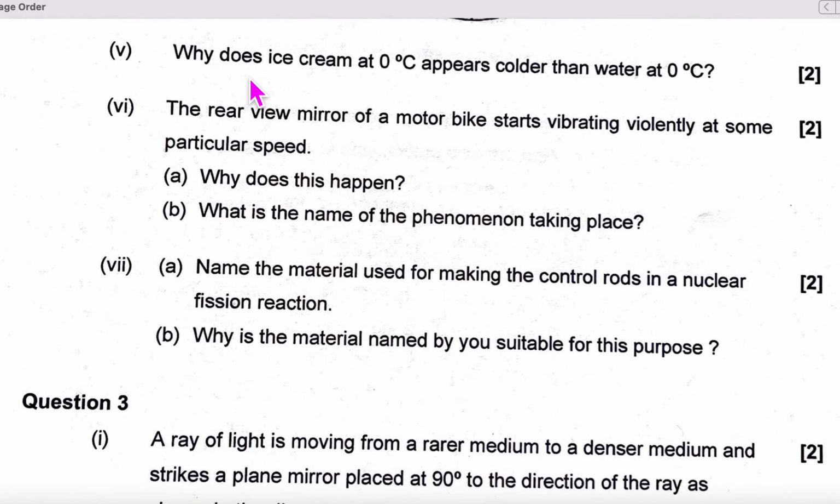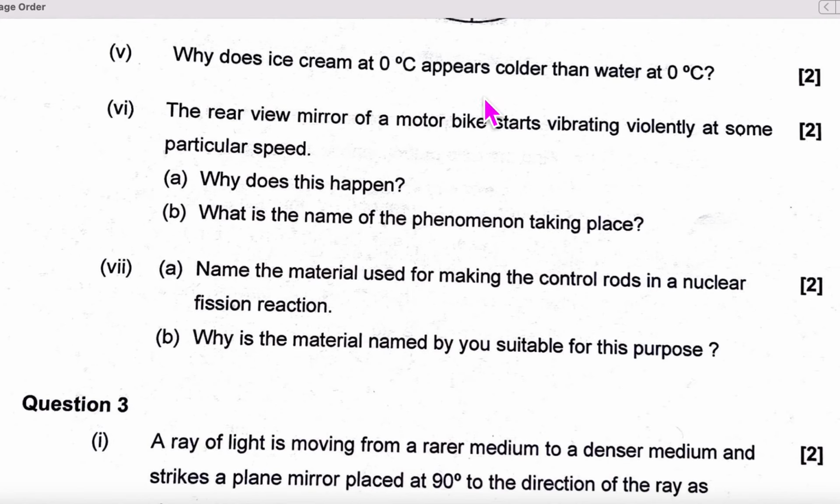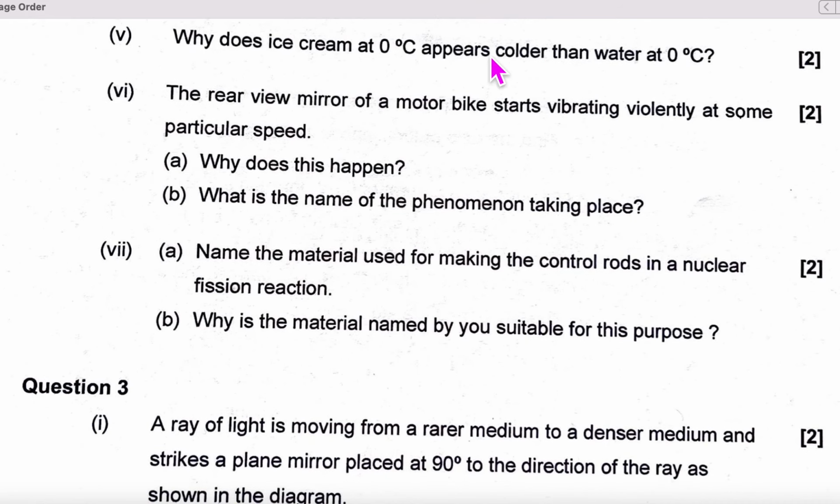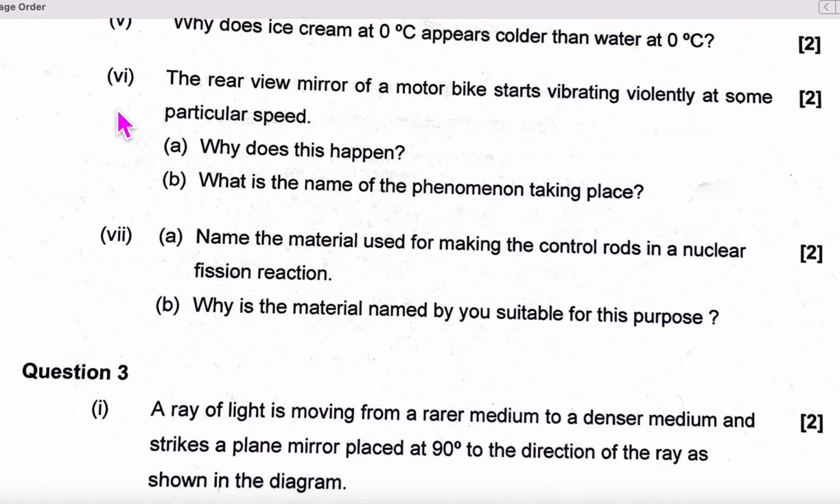Let us come to this. Why does ice cream at 0 appear to be colder than water at 0 degrees C? Here you have to remember to write the mass, the temperature during change of state, everything should be done properly. This is the question for which I have given you the answer already. Let us move to the sixth one.